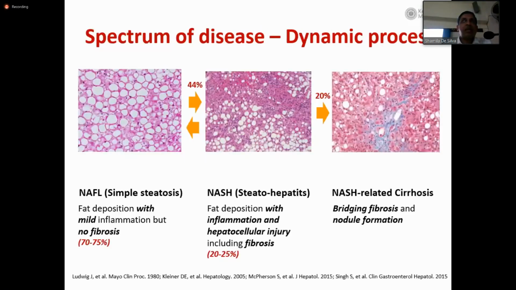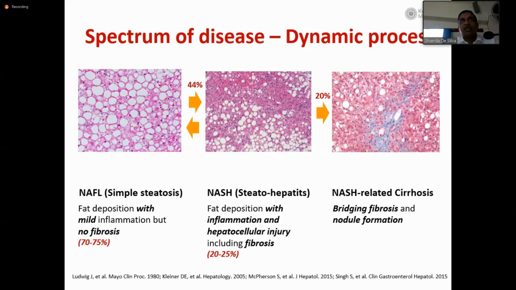It's a spectrum of disease and it's a dynamic process. The simplest form of this disease is simple steatosis, or what we also call non-alcoholic fatty liver. There is fat deposition with mild inflammation but never fibrosis. That is the earliest form. In the community, when we see a report with fatty liver, 75% of the patients will belong to this simplest form of the disease. That is simple steatosis or non-alcoholic fatty liver.